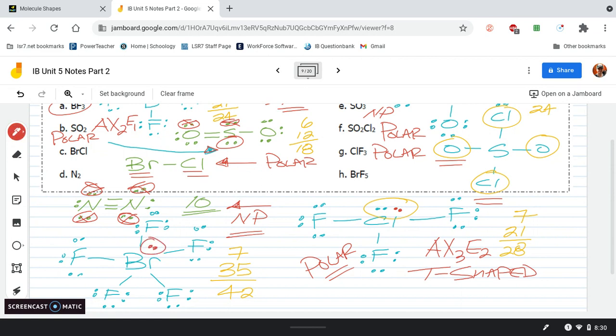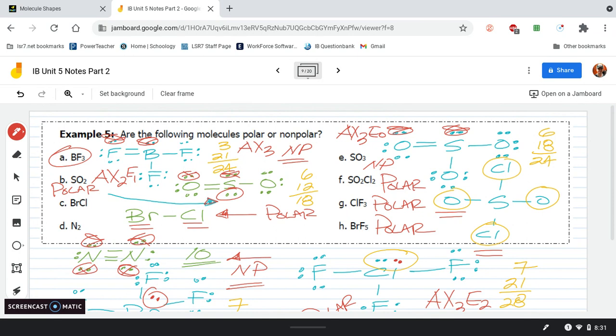So see, those dots in the middle made it polar. If I didn't have those dots in the middle, it would be nonpolar because it would be 100% symmetrical, no dots in the middle. These are all the same element. But since I had to add that pair of dots in the middle, it suddenly becomes polar. So now it's an AX5E1, and that E right there made all the difference, which created a polar molecule.